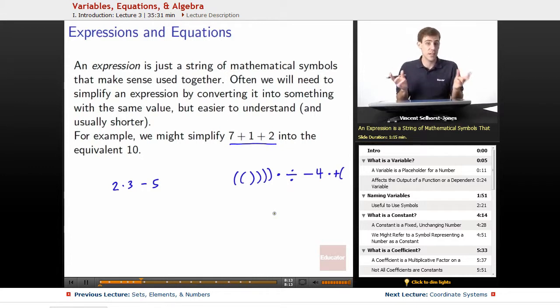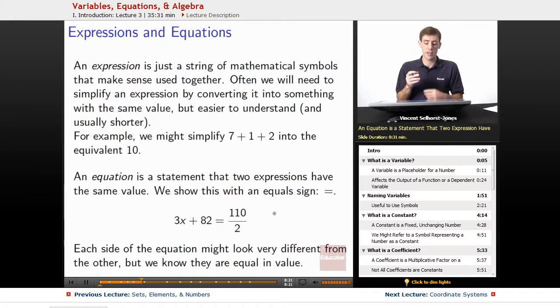They're different expressions, but they have the same value, so we can convert one to the other. We can simplify it if we want to. An equation is a statement that two expressions have the same value. We show it with an equals sign. So what's on the left side of the equal sign and what's on the right side, we know that those two things are the same. They have the same value.